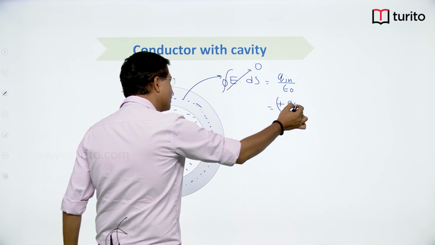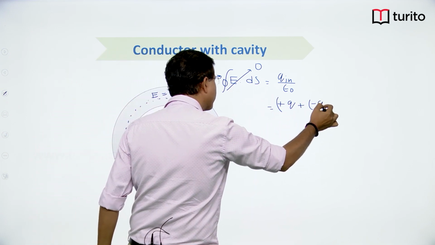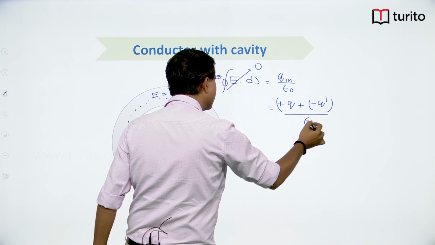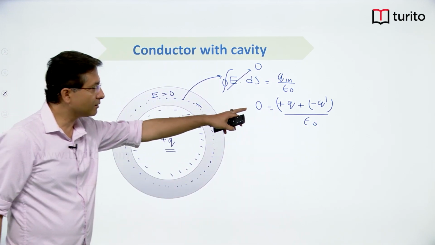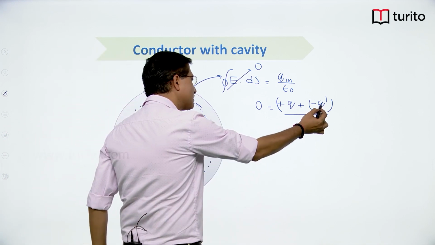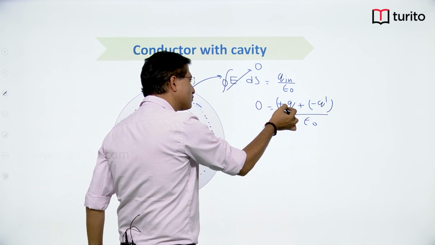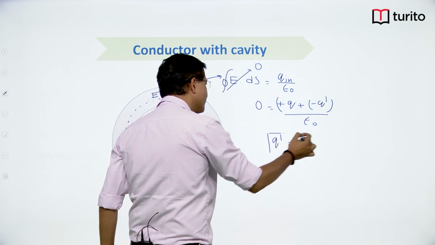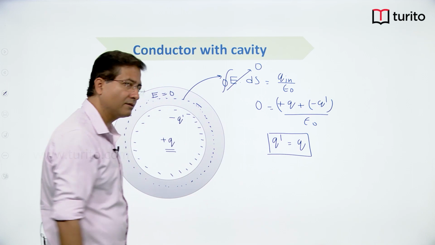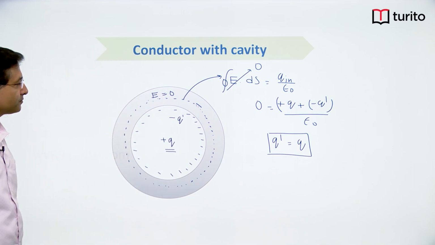So, if distribution is something like this, then you may get 0, and for this term to become 0, this must be same as the magnitude of this one. That means q dash will have the same magnitude as that of q. Only thing is charge opposite to make the electric field everywhere 0.